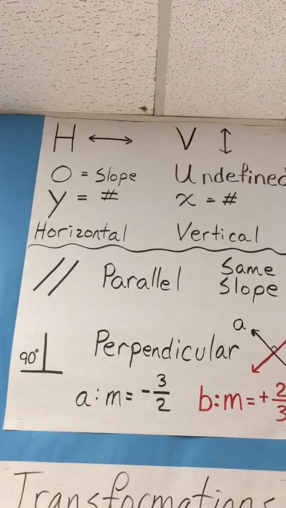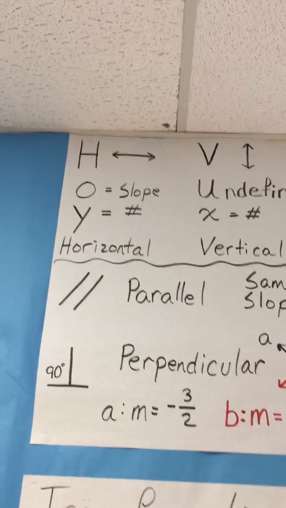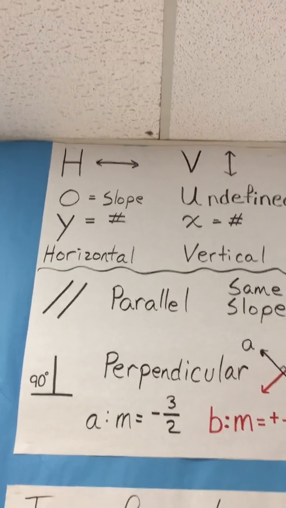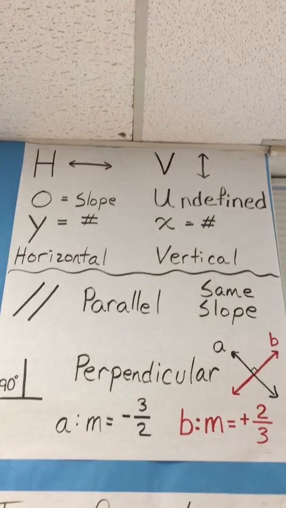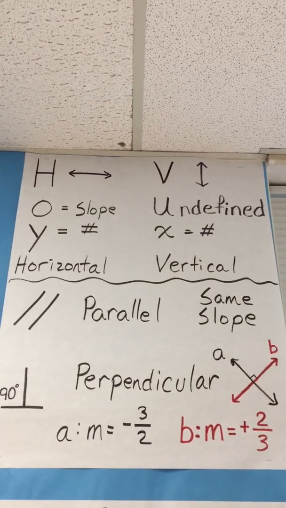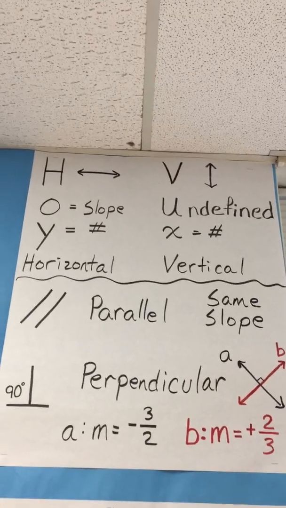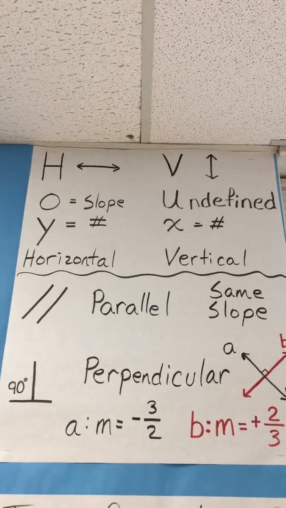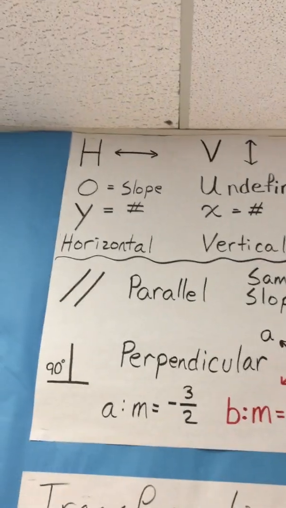Now, the word Hoy, H-O-Y, starts with H. The word horizontal starts with H. So whenever I refer to Hoy, I'm talking about a horizontal line. The word vertical starts with a V. So whenever I'm referring to a vertical line, I'm going to use the Vux, V-U-X. So remember, vertical is your Vux and horizontal is your Hoy. All right, so H with H and V with V. Let's go see how this is going to work.